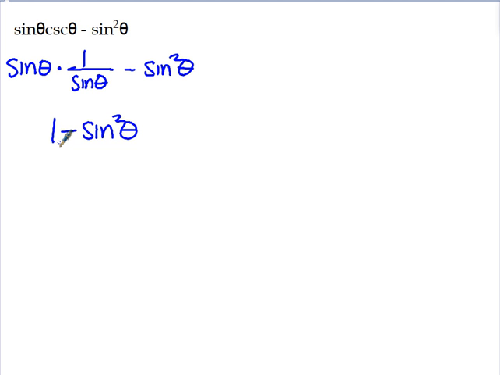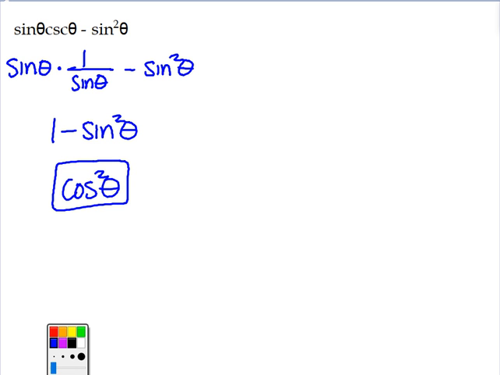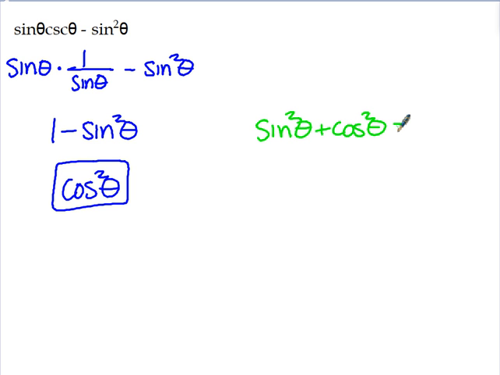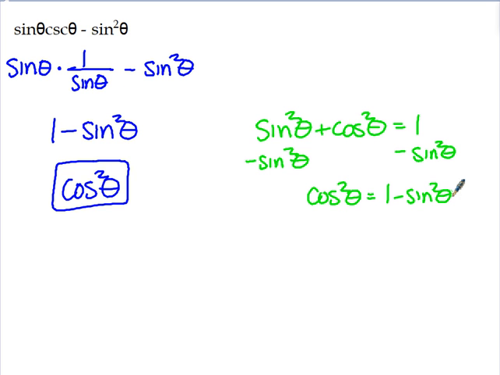Now, 1 minus sine squared is equal to cosine squared. And again, that's a manipulation of your Pythagorean identity. So if you have sine squared plus cosine squared equals 1, and I need this to equal 1 minus sine squared, I could subtract this from both sides. So there's the manipulation that I'm using to help us get there.